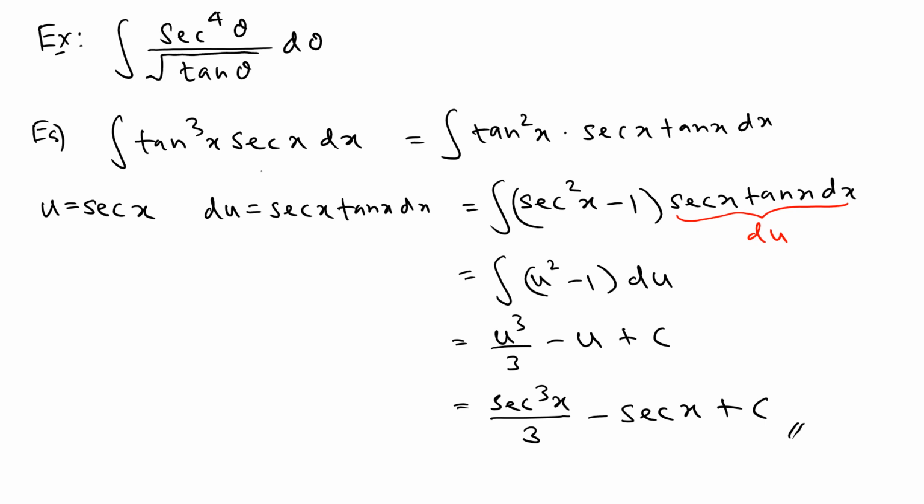So you can see it works very well. The substitution was u equal secant x because secant has an even power. So that's the kind of idea here. Good. So let's try to do another problem just to see what else we can do.